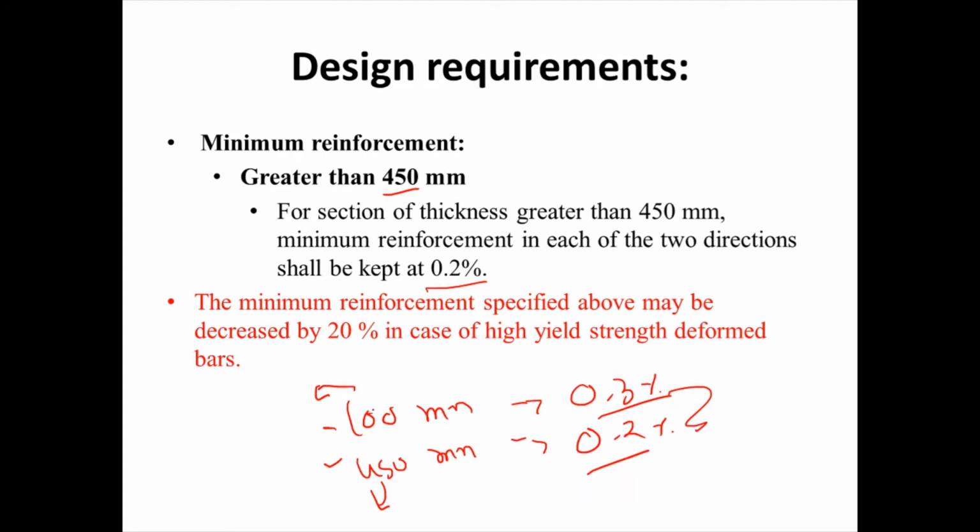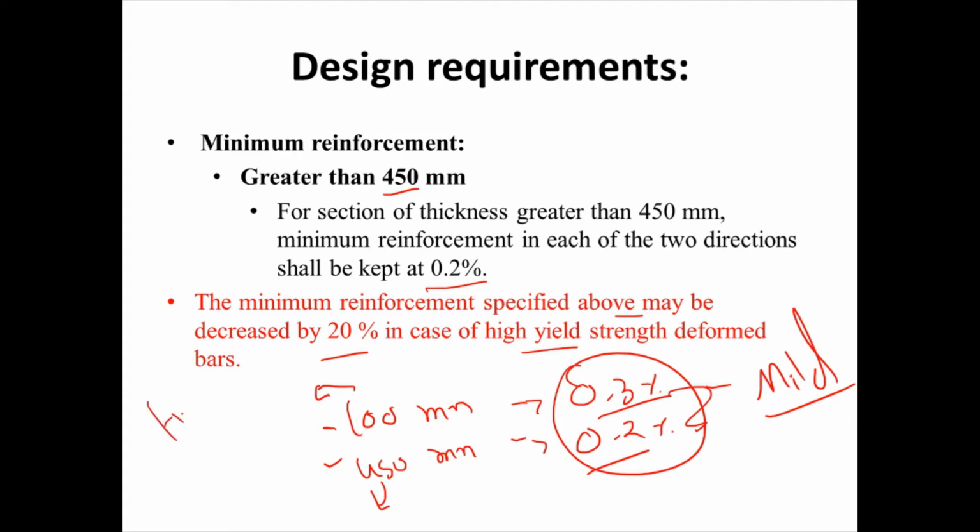Now we have one note here. The minimum reinforcement specified above may be decreased by 20% in the case of high yield strength deformed bar. This percentage, 0.3 and 0.2, is for mild steel. But if I am going to design the reinforcement with HYSD bar, high yield strength deformed bar, at that time my percentage value is decreased by 20%.